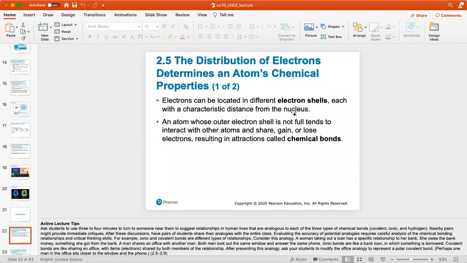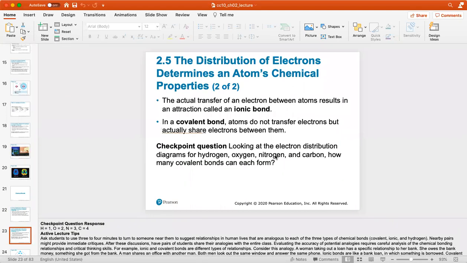So, chemical bonds. Electrons can be located in different what we call electron shells, or variations of distance from the nucleus, each with a different distance from the nucleus. And an atom whose outer electron shell is not full, meaning there's a spot for it to gain or lose an electron, will tend to interact with other atoms and either share, gain, or lose electrons, resulting in attractions called a chemical bond.